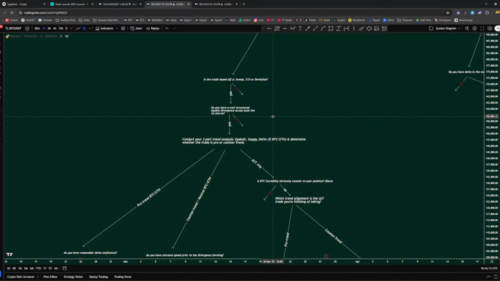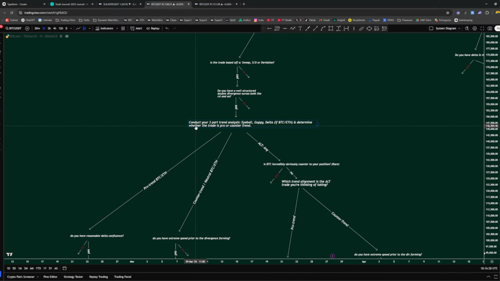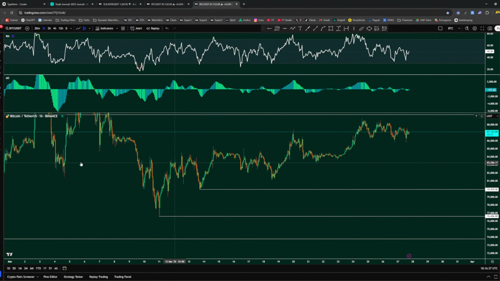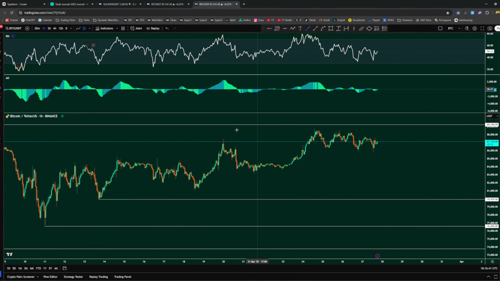So as most of you know, I'm a massive advocate of trading pro trend. I do also take counter trend trades as well, right? And as this is the pivot or reversal system, that will be baked into this as well, right? So conduct your 3-part trend analysis: eyeball, guppy, delta. Eyeball is simply looking at the charts and seeing whether we are on the hourly, you know, uptrend or downtrend, right? So just something as simple as this, okay?